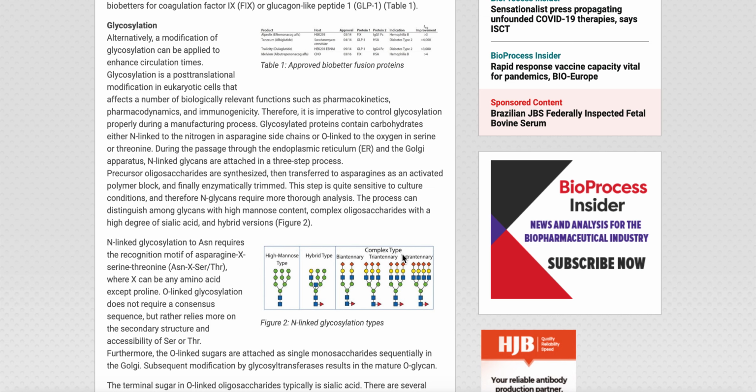Glycosylation is a post-translational modification in eukaryotic cells that affects a number of biologically relevant functions such as pharmacokinetics, thermodynamics, and immunogenicity. Therefore, it is imperative to control glycosylation properly during a manufacturing process. Glycosylated proteins contain carbohydrates either N-linked to the nitrogen in asparagine side chains or O-linked to the oxygen in serine or threonine.